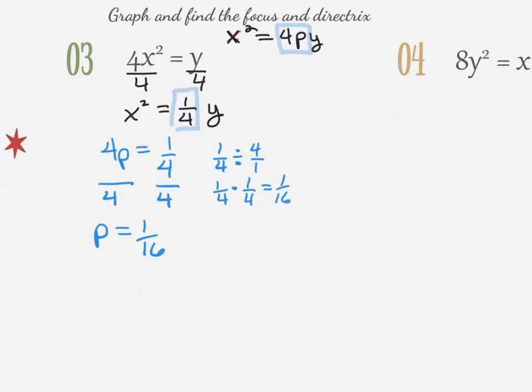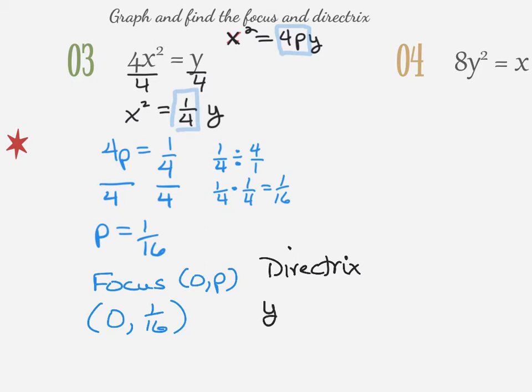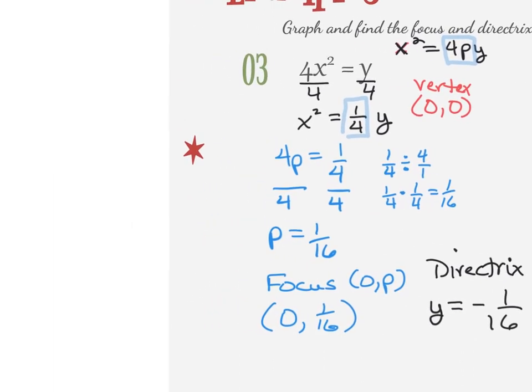Remember to find your focus point. The focus, when it's the x squared, is going to be 0 comma p, so 0 comma 1/16. For the directrix, it's the non-squared variable, so it's y equals the opposite of p, so negative 1/16. Again, nothing's being added or subtracted to x or y, so this is how I know my vertex is at 0, 0. So let's graph it. Come over here to the side.